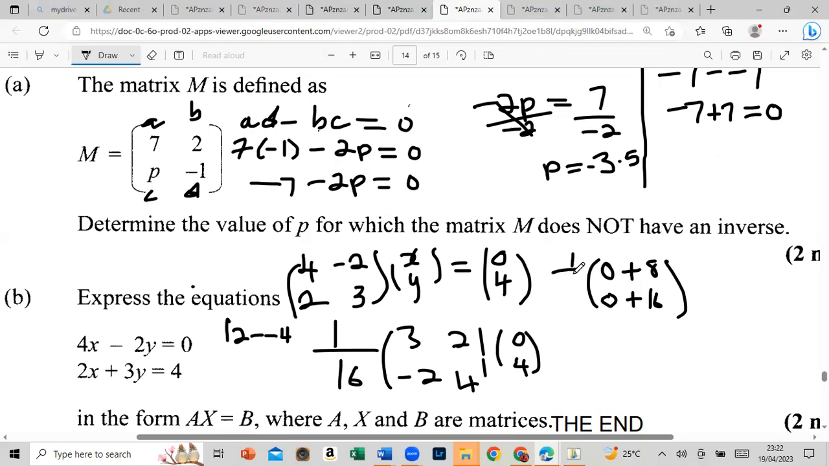Remember, we have 1 over 16. So x is equal to 8 over 16. So x is a half. And y is equal to 1 based on this, so y is 16 over 16. And let us just check this is correct. So x is a half. 4 times a half gives us 2. y is 1. 2 plus 1 is 3. 2 times a half is 1. 3 times 1 is 3. There you have it.